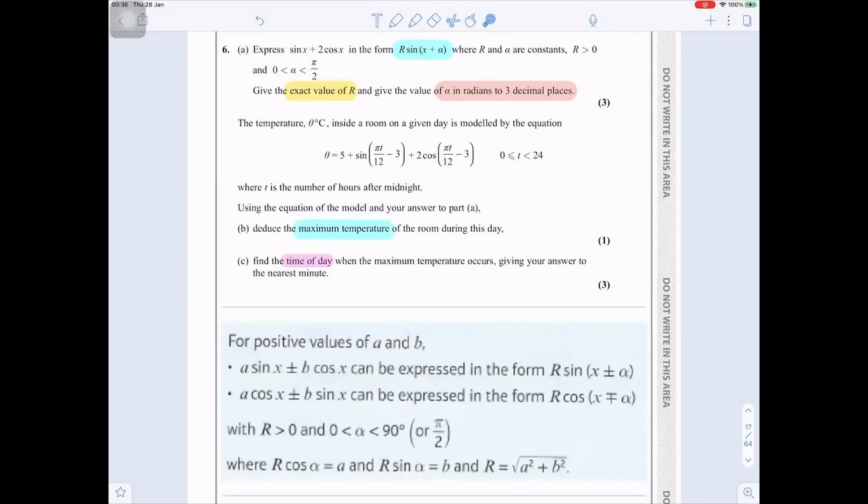Okay, we're going to do part A first. And for 6A, we're going to use the formula below.